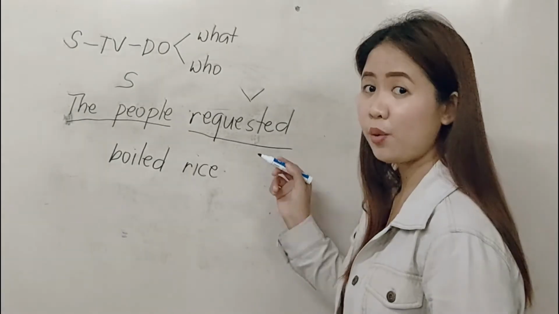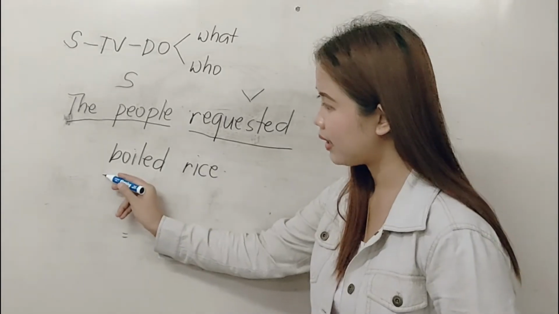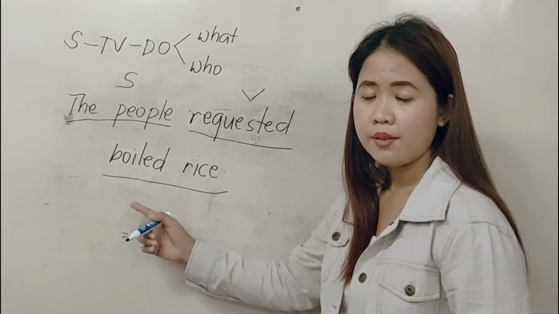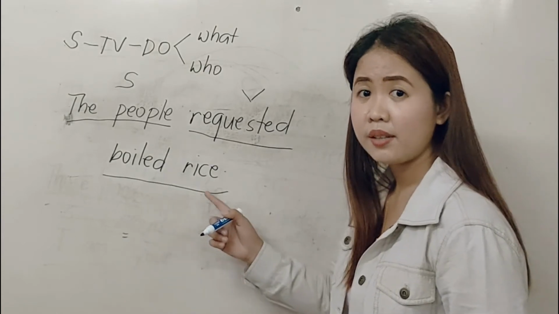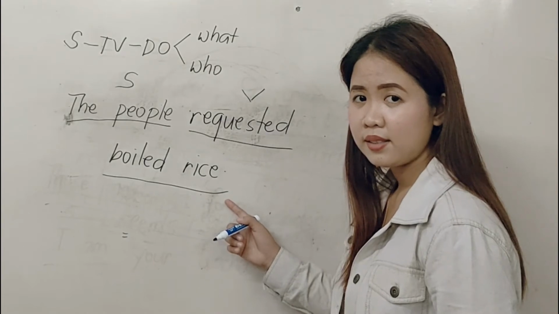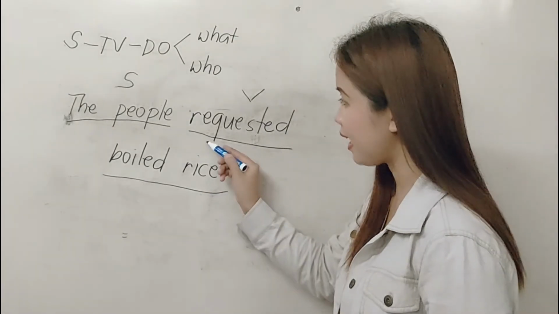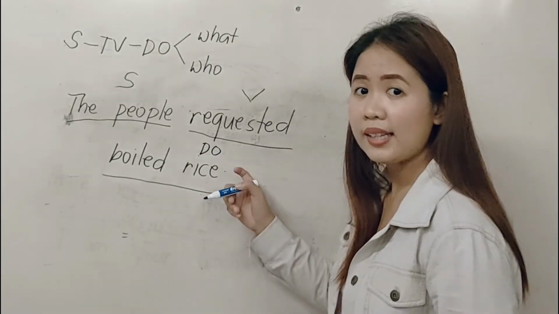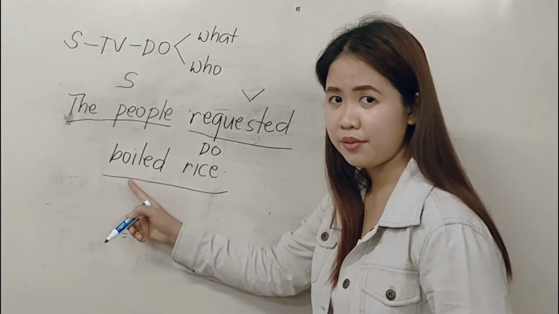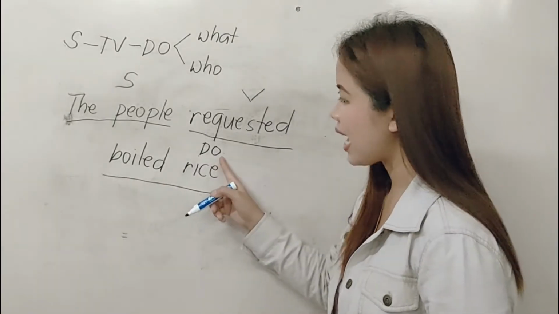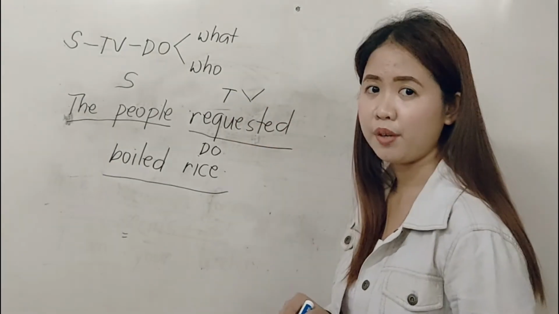The people requested what? The answer is boiled rice. This word, boiled, modifies or describes the word rice. Ang tawag natin dito is an object, since this is a direct object, an object modified with an adjective. If we have direct object, we have a transitive verb.